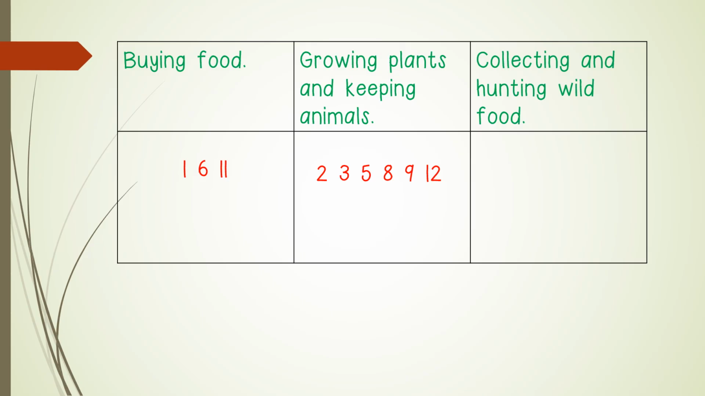If you do not have any of these numbers, that is okay. All you have to do is write them in pencil. And in the last column, you needed to have numbers 4, 7, and 10. Okay, well done, children. Let's move on to today's lesson.